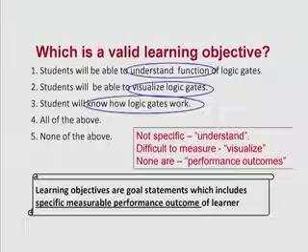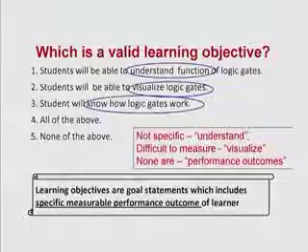So now when we say understand function of the logic gate, it is not a specific measurable outcome. Understanding of function, how are we going to check it? If they are able to draw the circuit, that is also understanding. If they are able to write a truth table, that is also understanding. So what is a specific measurable outcome when we say that student will be able to understand the function?